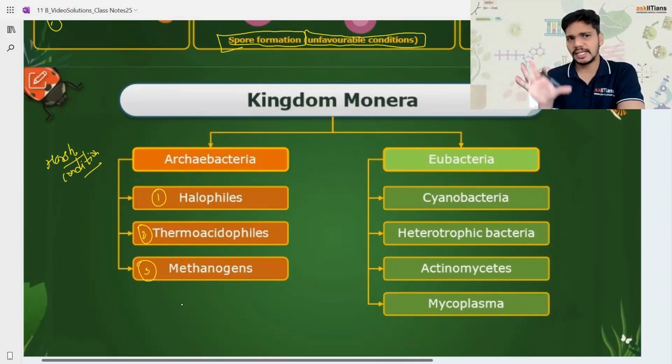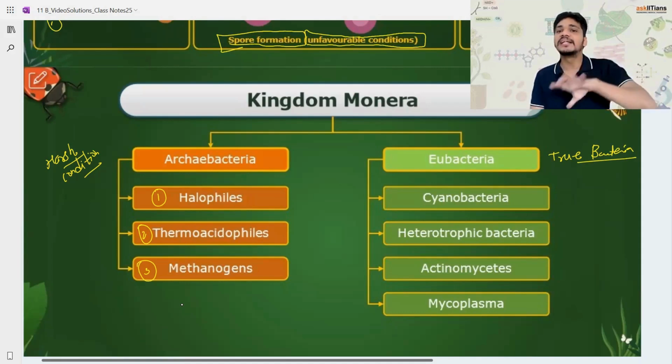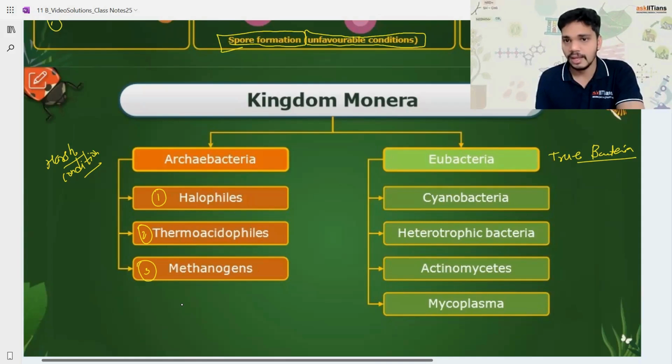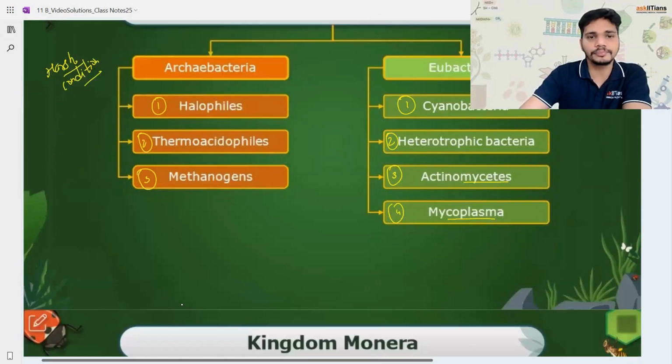So right now, I'm just doing the categories. We are going to study them in detail with examples as well. Then eubacteria is also called true bacteria. Whatever we studied before are the false bacteria, no. This is the true bacteria because they have the identical characteristics of a bacteria. It consists of cyanobacteria, nitrogen fixation. Yes. Then we have heterotrophic bacteria, then actinomycetes, and mycoplasma. So let's study in detail.